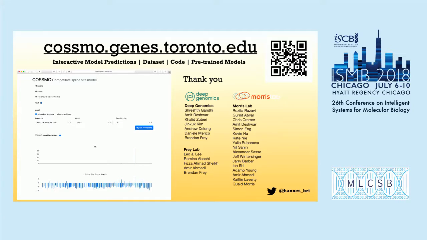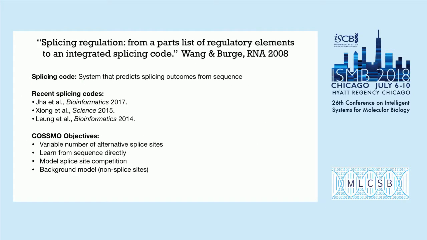Next question. I have a quick question. I think there was another tool from your group, SPIDEX. What's the difference between this new tool and the other one? Yeah, so it pretty much comes down to these objectives that are listed there. So SPIDEX only modeled cassette splicing and only binary events, and it was learned from a hand-engineered feature set, and it didn't include a background model.